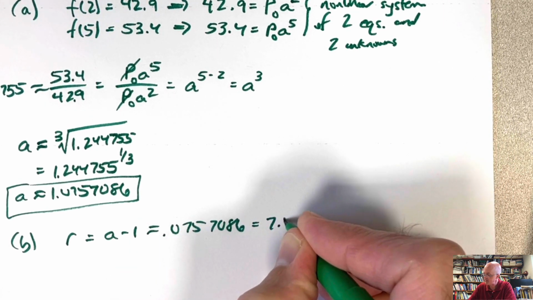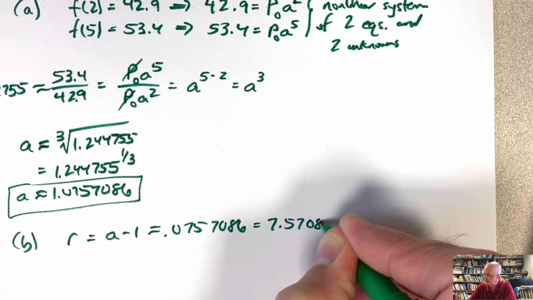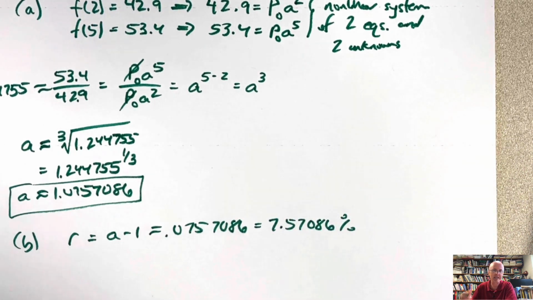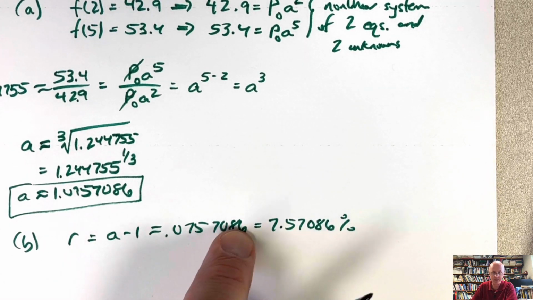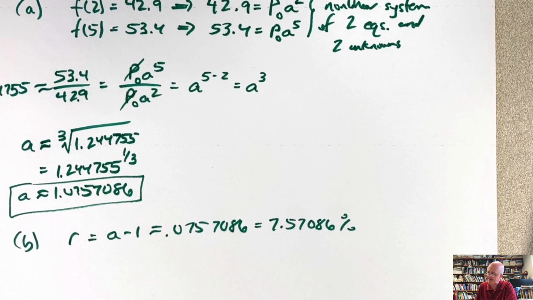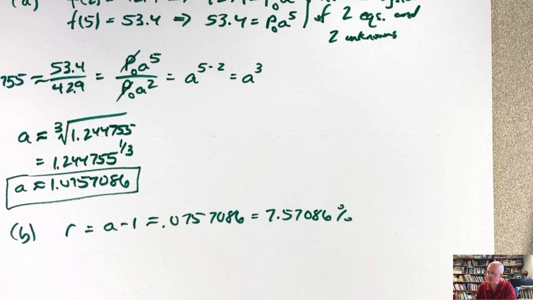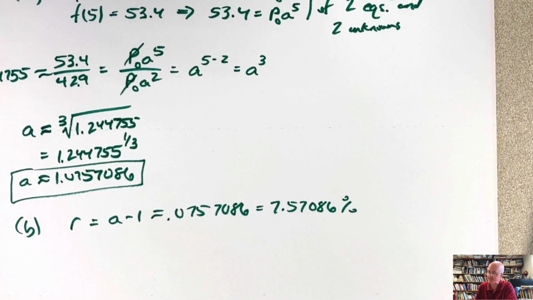This is often written as a percent, so move the decimal to the right 2 spots and write it as 7.57086%. Percent means per 100, so that's like taking this number and dividing by 100, which gives you this number. All right, that's the percent rate of change. That's the percent that the growth is every 1 unit increase in time t.